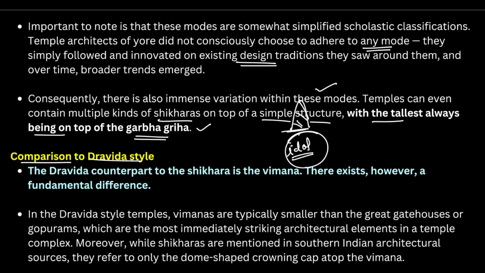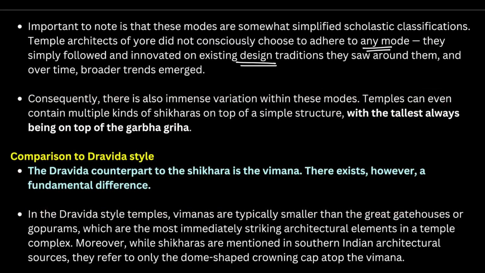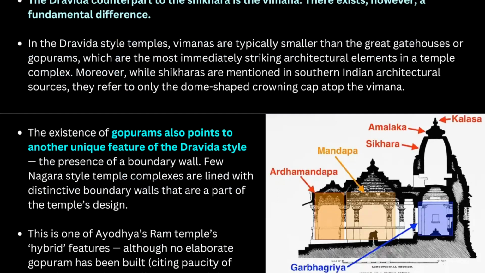Comparison to the Dravid style now. The Dravid counterpart to the Shikhara is the Vimana. There exists, however, a fundamental difference. So let's see what is the difference between this Shikhara and Vimana. So in the Dravida style temples, Vimana are typically smaller than the great gate houses or Gopurams. Alright, so Gopuram is the main element there.